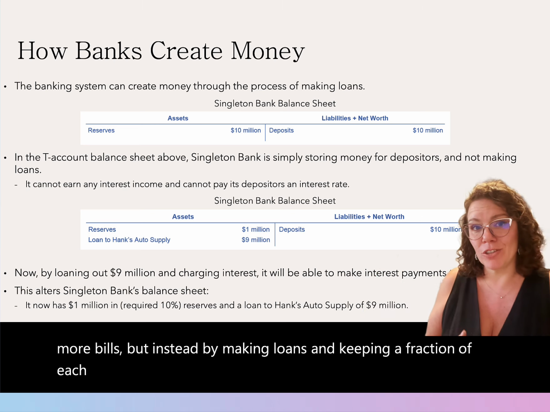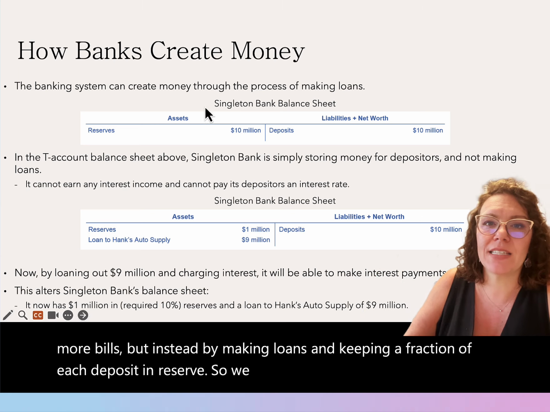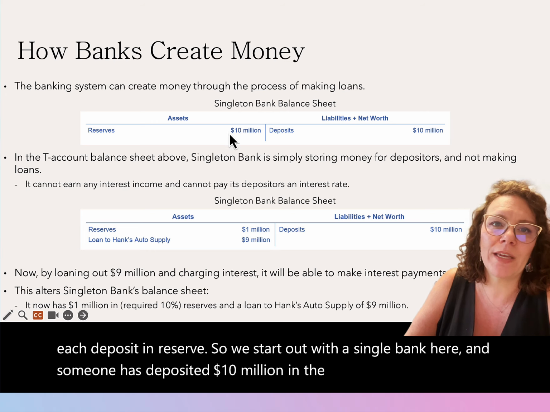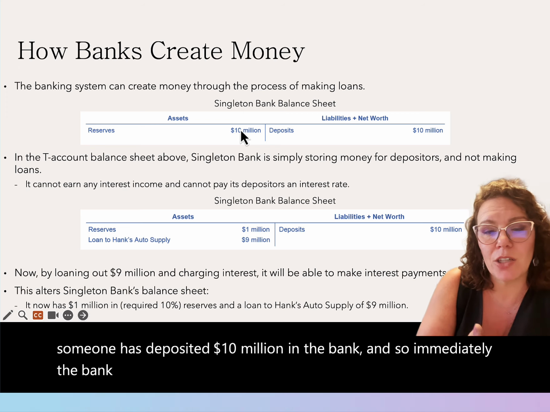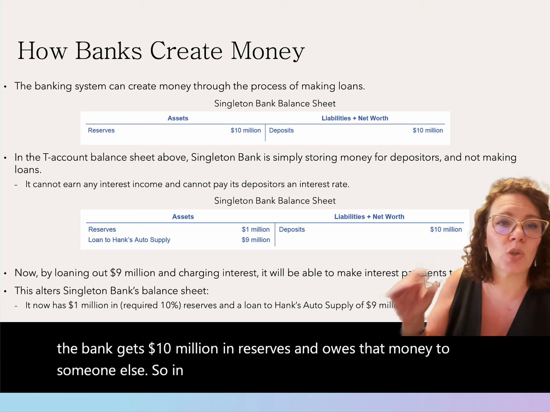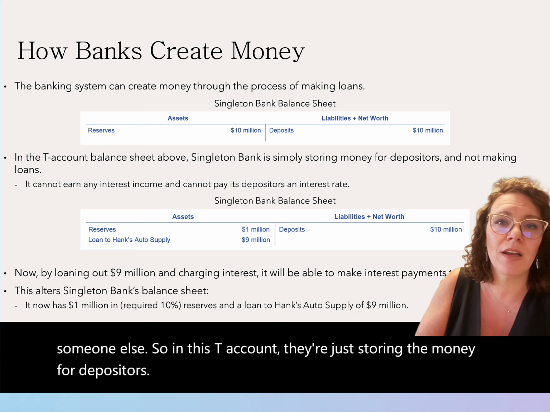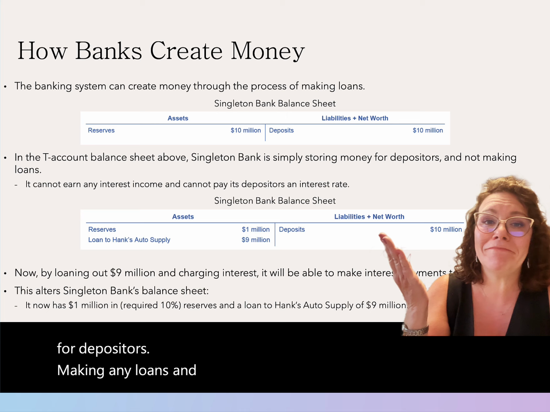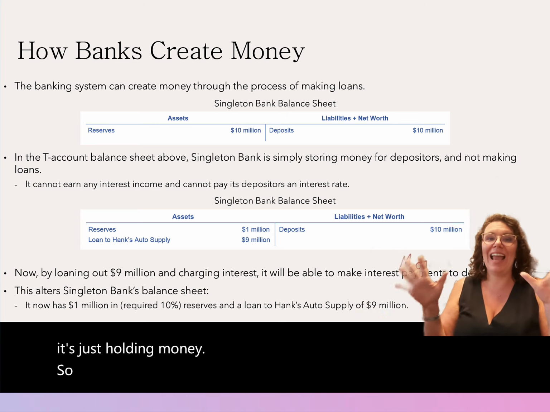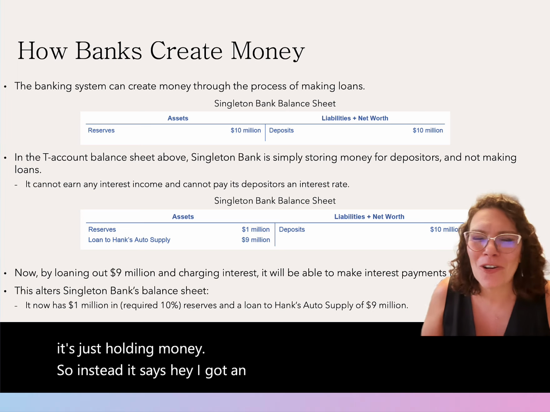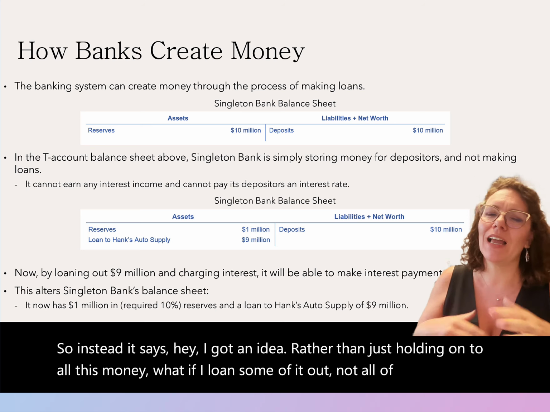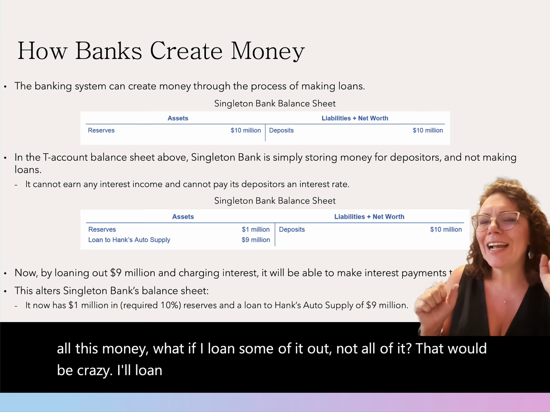So we start out with a single bank here, and someone has deposited $10 million in the bank. And so immediately the bank gets $10 million in reserves and owes that money to someone else. So in this T account, they're just storing the money for depositors, not making any loans. And it can't pay interest or earn interest because it's just holding money. So instead it says, hey, I got an idea. Rather than just holding on to all this money, what if I loan some of it out? Not all of it. That would be crazy. I'll loan out 90% of it.